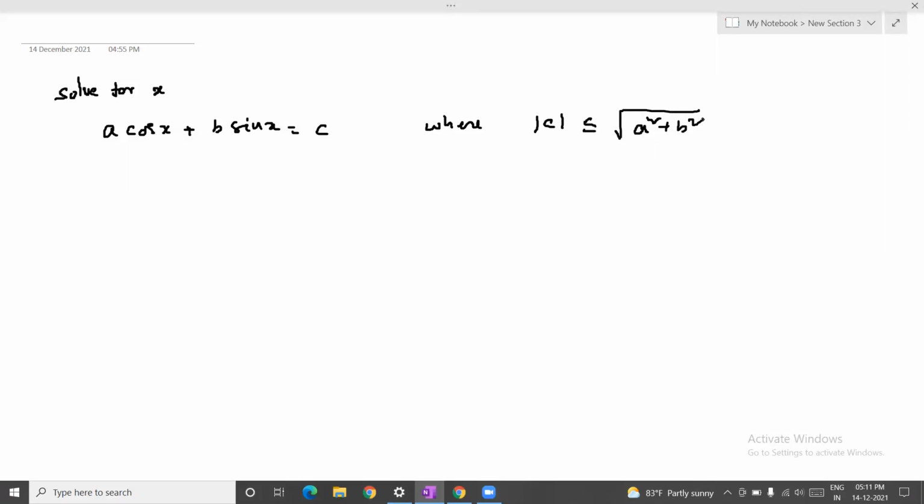Anyone able to give the solution for this? How can you proceed if the question comes like this? If it is MCQs, I'm going to give the formulas right away. But how will we get that solution? It is clearly mentioned: mod C is less than or equal to root of A square plus B square. So divide the whole equation by root of A square plus B square.